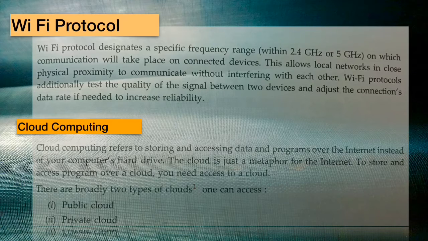This allows the local networks in close physical proximity to continue to communicate without interfering with each other. The Wi-Fi protocol additionally tests the quality of the signal between two devices and adjusts the connection's data rate if needed, to increase the reliability.